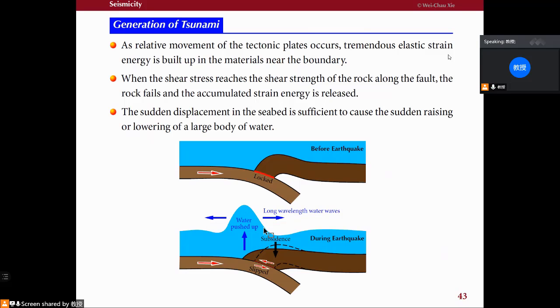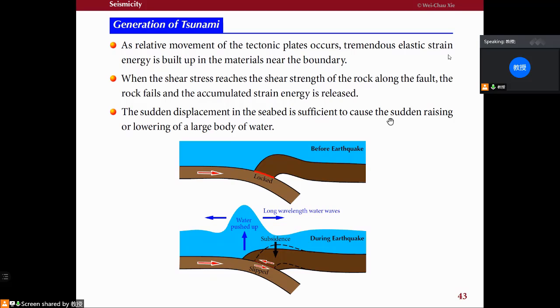Okay, so take a look at this diagram again. Before the earthquake, we have a lock between the two plates. When the strain energy or the shear stress reaches the shear strength of the rock here, the rocks fail and the strain energy is released. This piece will suddenly spring upward and kick the water up, and then the water will propagate.